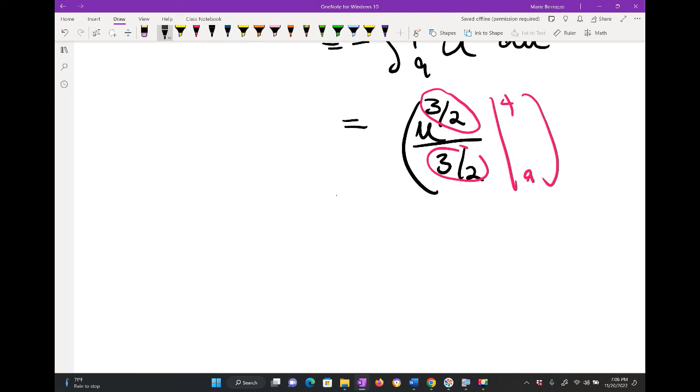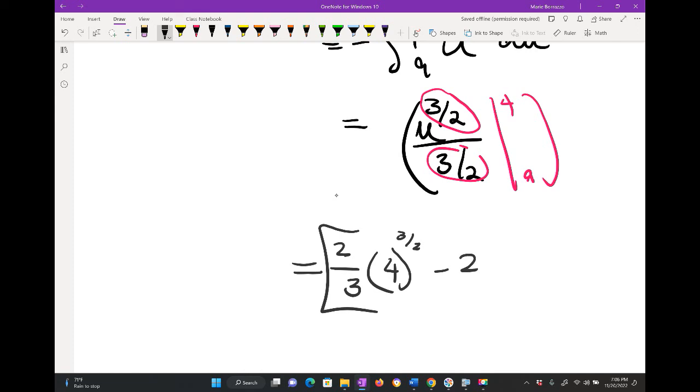All right, and now we bring it back into the fold. So we have the negative of 2 over 3 times 4 to the 3 over 2, minus 2 over 3 times 9 raised to the 3 over 2.